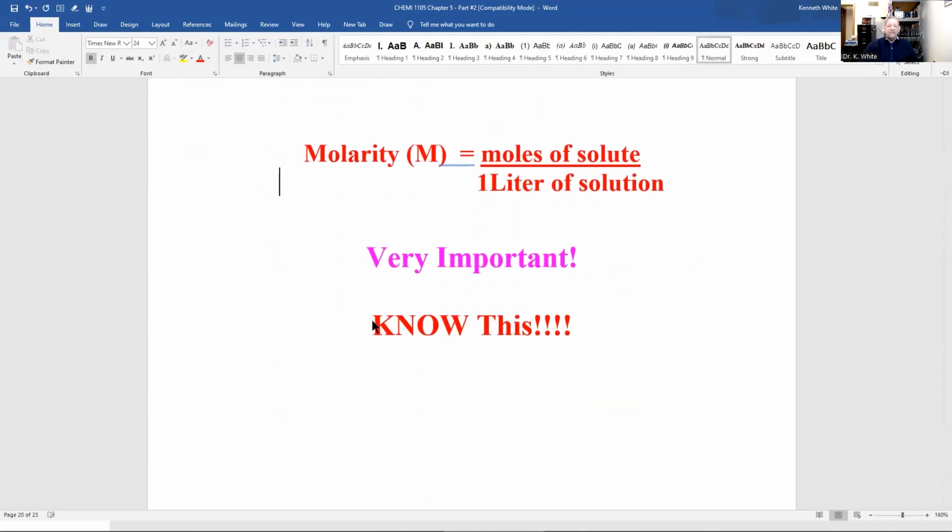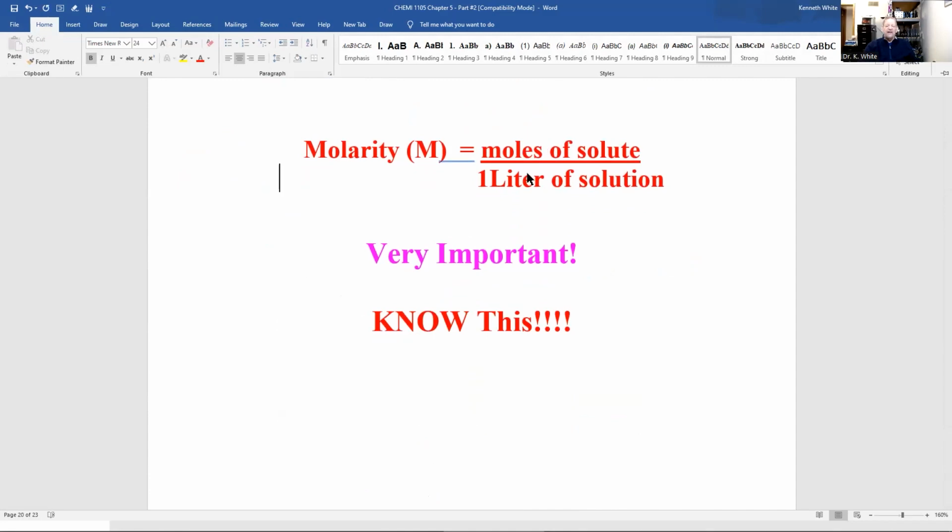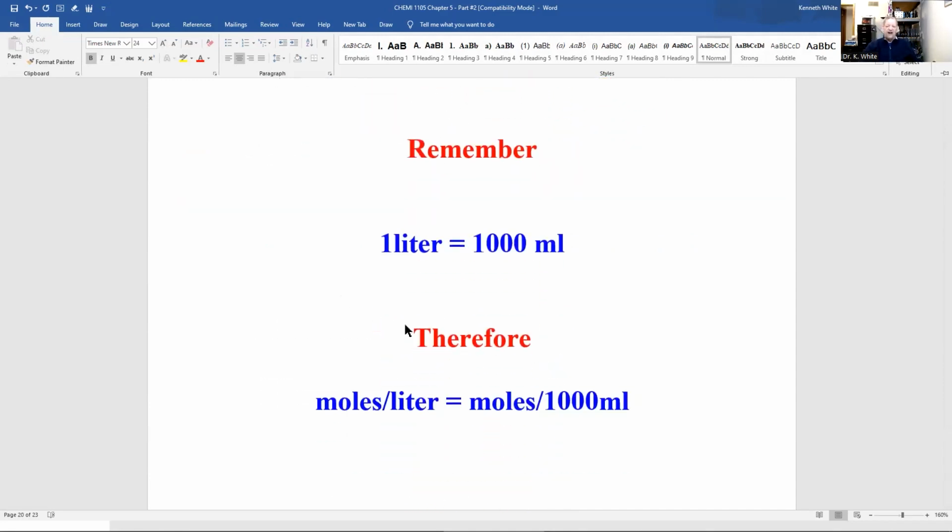There, I got rid of it. Molarity equals moles of solute per 1 liter of solution. Wow, I even wrote on the slide. Very important. Know this. You should. So let's talk about something when we talk about volume, which I haven't.